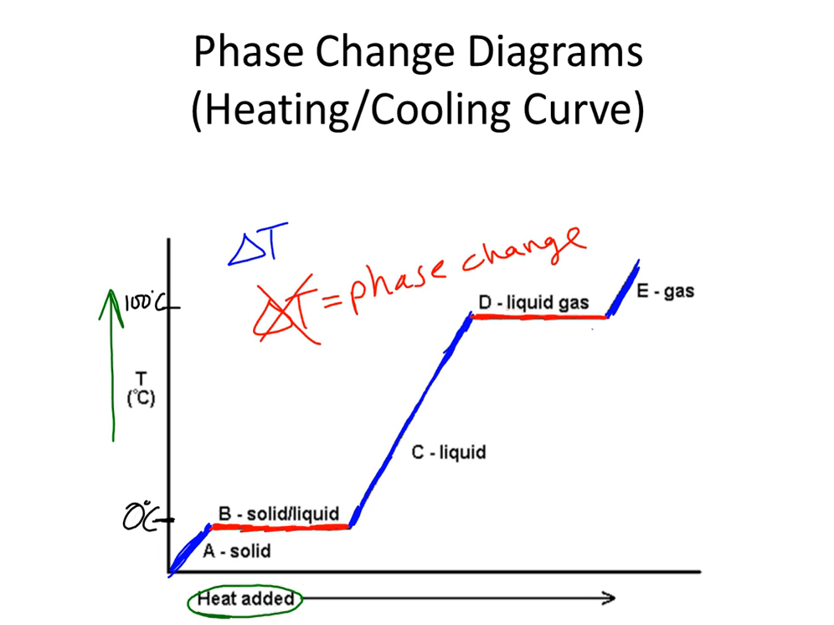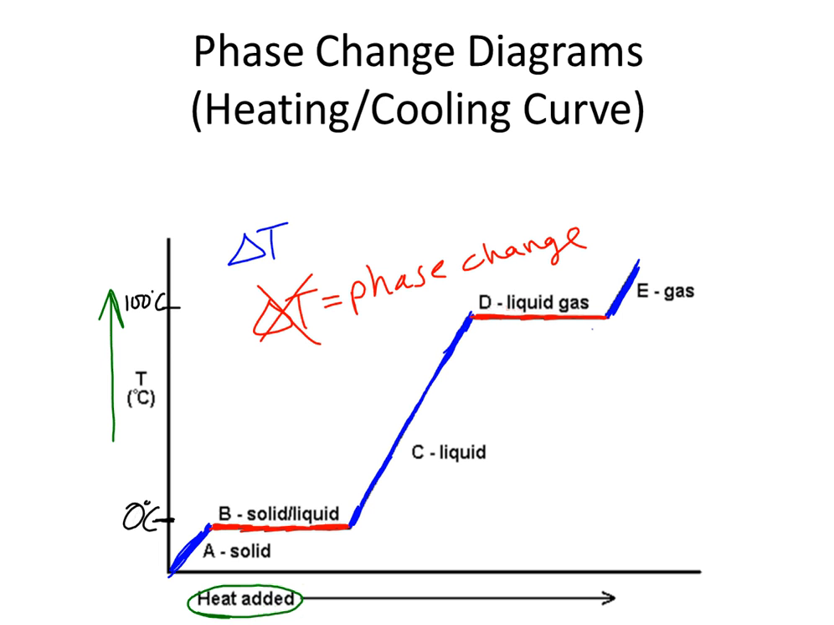So that's how you read a heating curve. I add heat as I go across the x-axis. I increase temperature as I go up the y-axis. When I undergo a phase change, like in the red lines, I am not having a change in temperature. If I have my blue lines, as I increase heat, my temperature changes, which means there is no phase change going on. Now, the heating and cooling curves are the same curve.